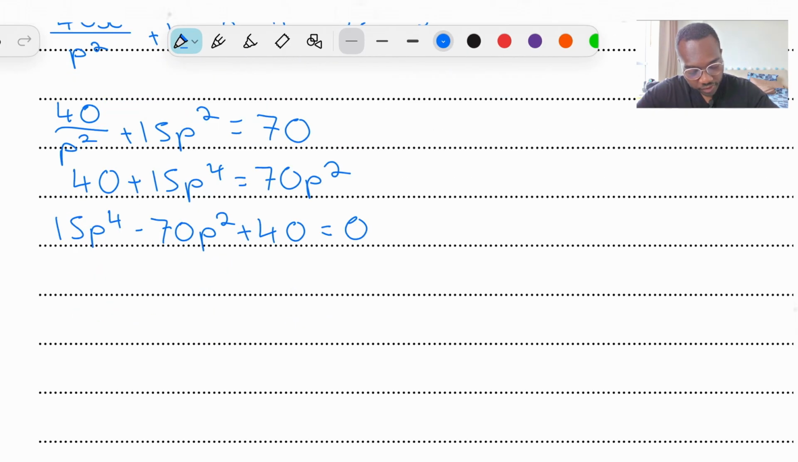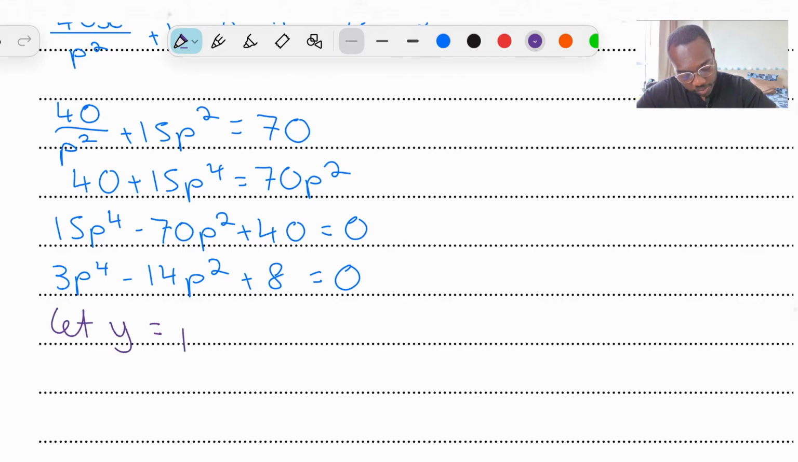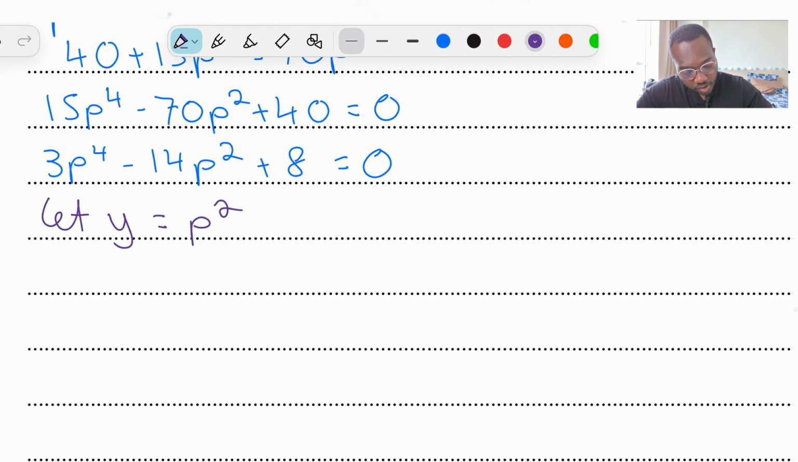And lucky for us, everything divides through by 5, so we get 3p to the 4 minus 14p squared plus 8, and that is equal to 0. And then if we just do a little substitution, let y equal p squared. Well, then we end up with 3y squared minus 14y plus 8, and that is equal to 0. And now we have a quadratic equation, which we can solve.